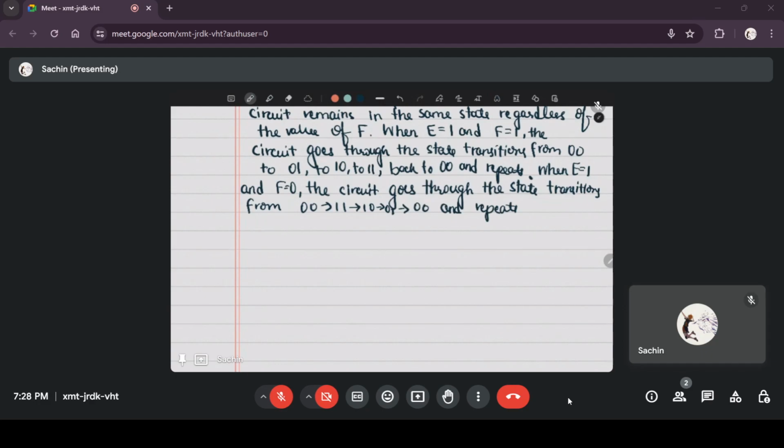This is similar to the previous problem except that there are two flip-flops, and instead of D flip-flops we have JK flip-flops, and instead of one input we have two inputs E and F, and different stuff happens for different input combinations of E and F. So E can be regarded as the enable input.